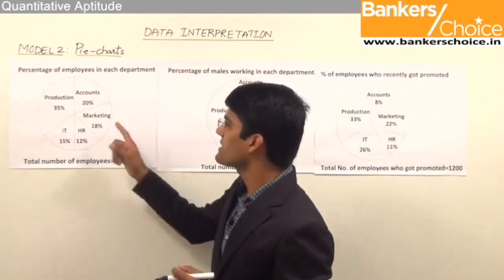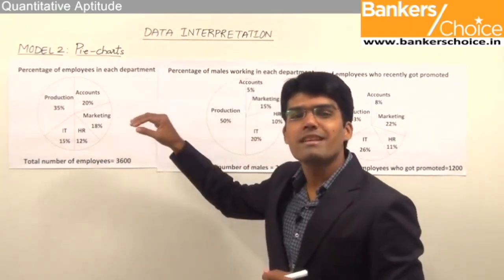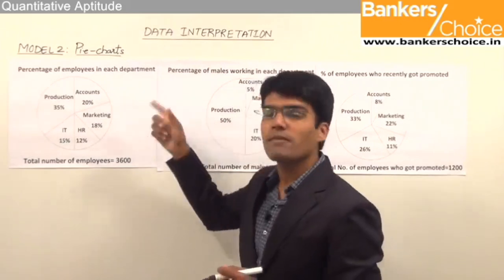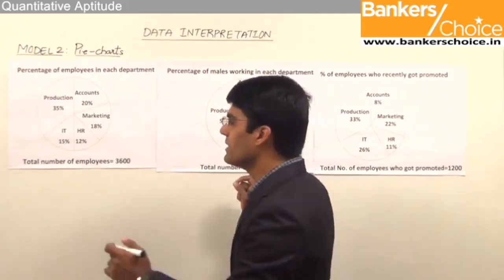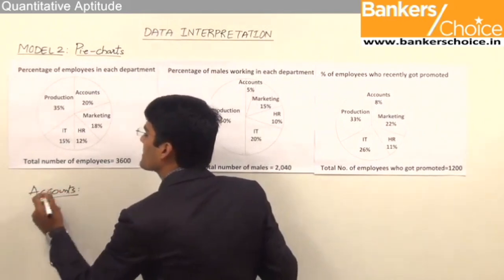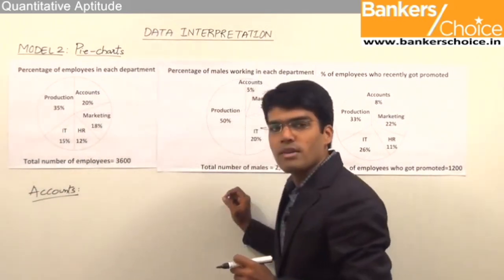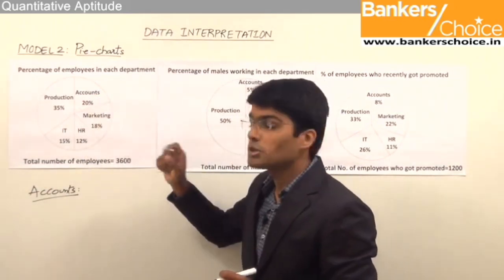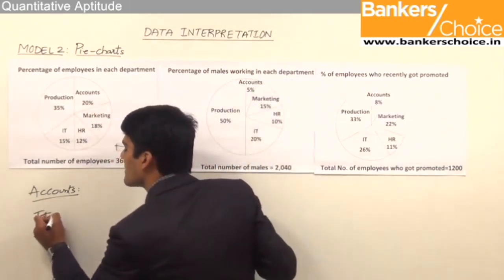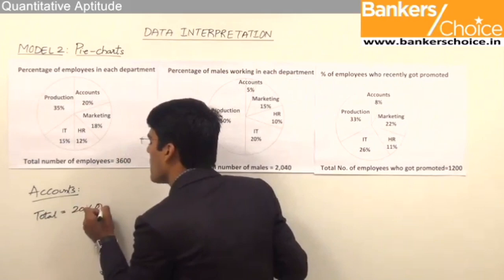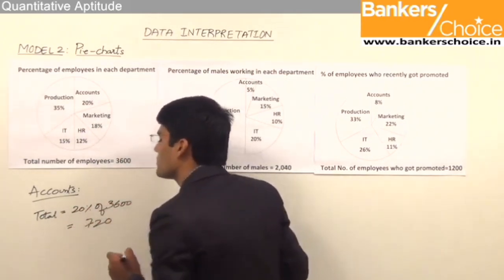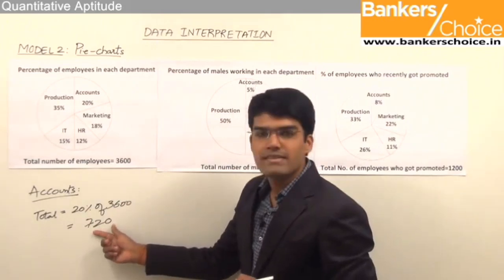For example, from the first pie chart, the percentage of employees in each of the departments is given to us. So we can find out the number of employees in each of the departments. Let us do the calculations with respect to accounts department. From the first pie chart, we know that total number of employees in accounts department is 20% of 3600. And this comes out to be 720. So total employees in accounts department is 720.